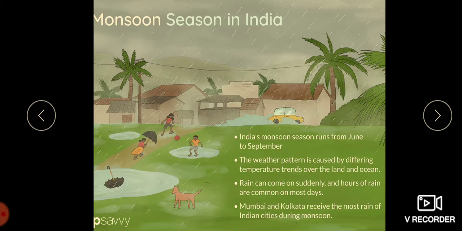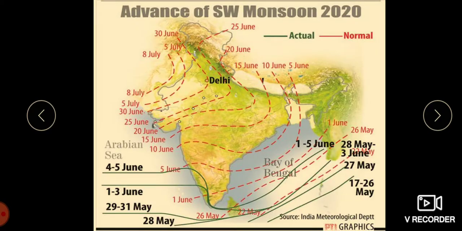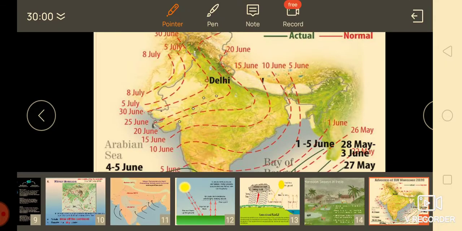The Indian monsoon season runs from June to September. The weather pattern is caused by differing temperature trends over the land and the ocean. Rain can come on suddenly, and hours of rain are common on most days. Mumbai and Kolkata receive the most rain of Indian cities during the monsoons. You can see this, and the southwest monsoon winds blow.